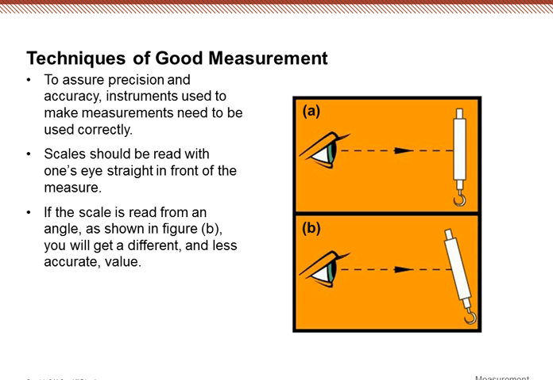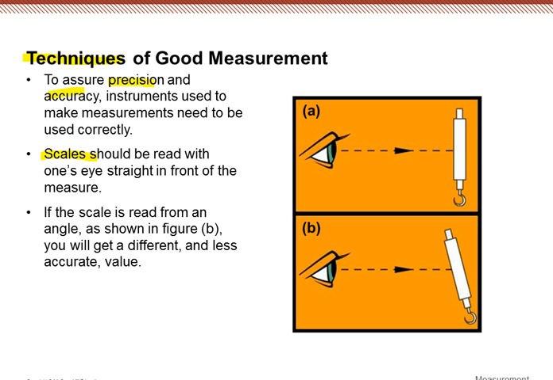When taking measurements, we want to make sure that we have some good techniques. And to assure that our measurements are both precise and accurate, we need to use good instruments. And we also need to make sure that we use these instruments correctly. So when we use a scale, they should be read with one eye straight in front of the measure. So this is a spring scale here, and on the spring scale, you'll see different tick marks for the measurements, and we want to make sure that when we look at it, our eyes are on the level of the measure.